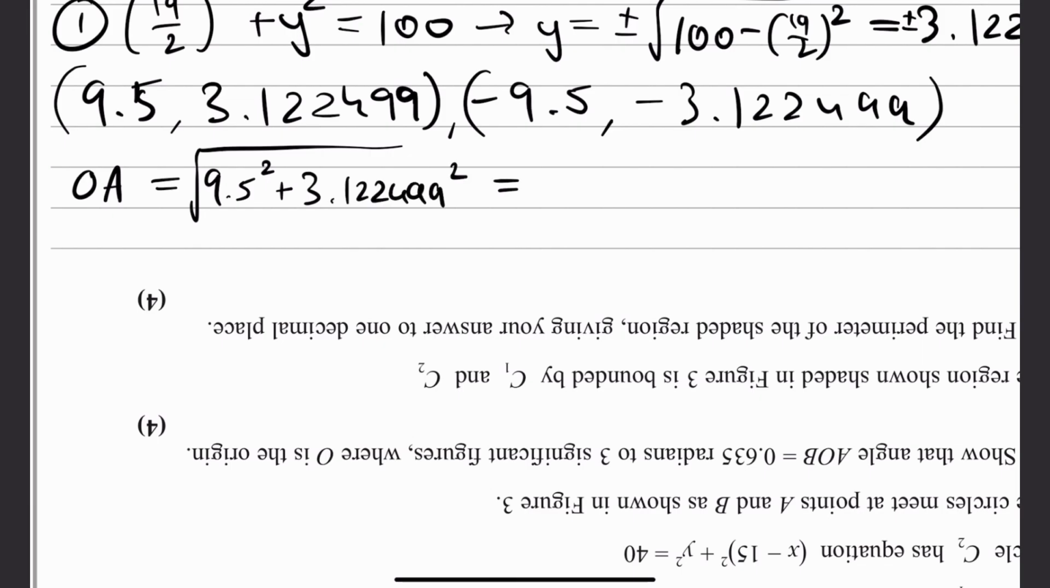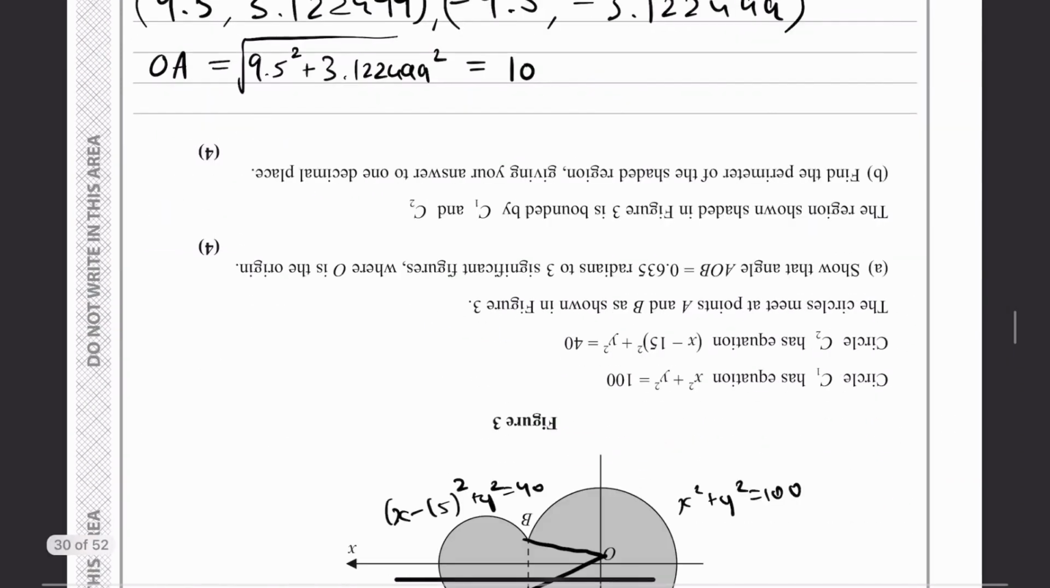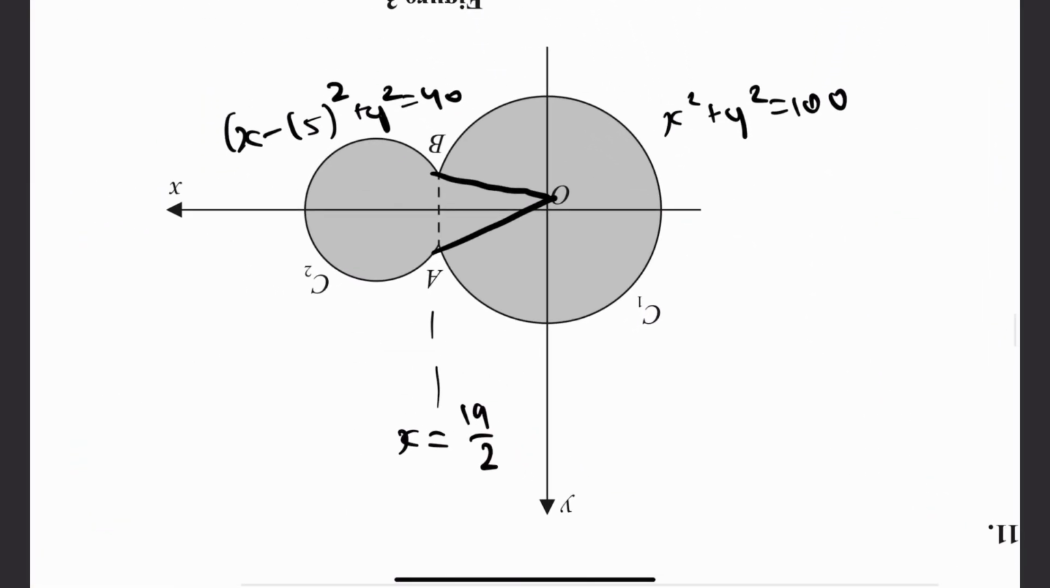So let's put that in, 9.5 squared plus answer squared, and that is exactly 10. Oh, I'm so silly, man. I should have known because it's the radius. Okay.